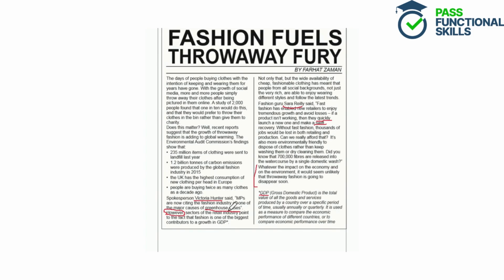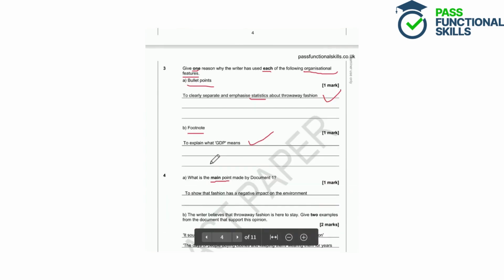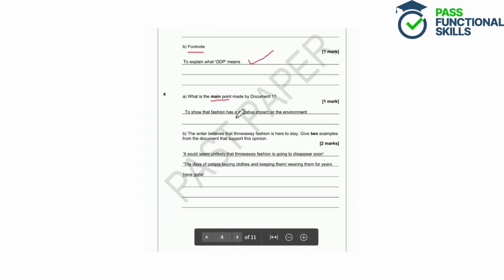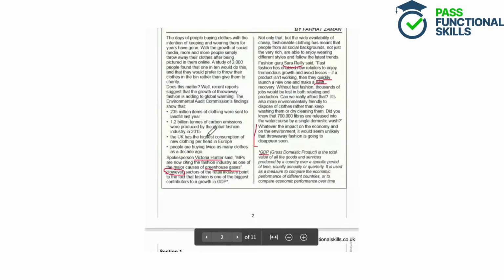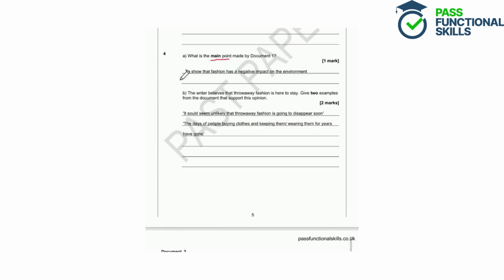So we can see that a couple of experts have been cited stating their concerns about fast fashion. So we could have that as a main point. We could also have that there are advantages and disadvantages because we've got both sides of the argument being talked about. And we can also have to show that fashion has a negative impact on the environment, as we've got lots of statistics here to show that. So any of those answers would be correct for this question.